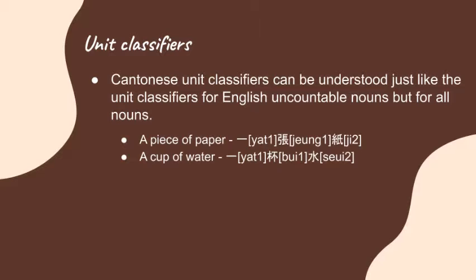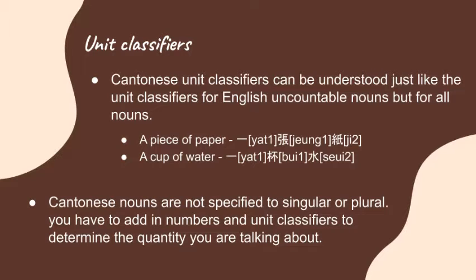For example, a piece of paper. A piece of, that is the unit classifier. 一張紙, a piece of paper. A cup of water. 一杯水. You see a piece of something and a cup of something, those are classifiers in English. In Cantonese, we have unit classifiers, not just for uncountable nouns, but all nouns. So remember, just like in English for uncountable nouns, you have to add in these unit classifiers for every single noun in Cantonese. Unit classifiers are often seen after a number.